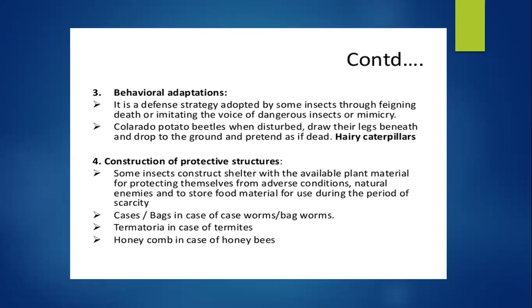Some insects construct shelter. That means they construct their homes with the available material, with the plants or any kind of material in the form of sticks or leaves, protecting themselves from the various adverse conditions, the extremities of the climate like heat or rain or winter, or from natural enemies or predators. And they also try to store food material inside the shelter during the period of scarcity. Example, ants, termites.